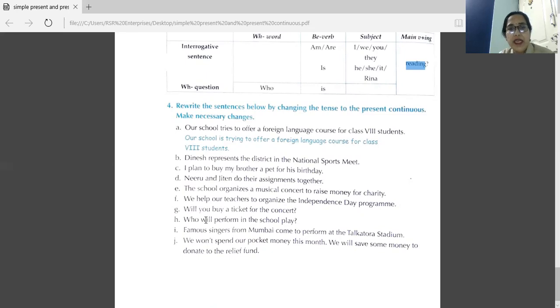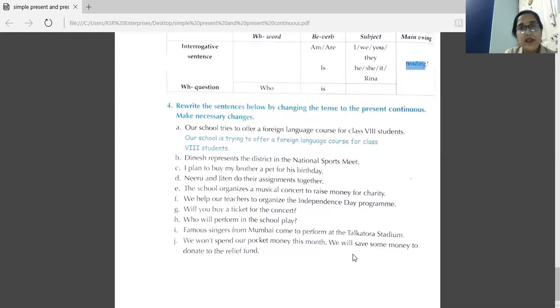Famous singers from Mumbai come to perform at the Tal Katora Stadium. So your answer is, famous singers from Mumbai are coming to perform at the Tal Katora Stadium. Last one. We won't spend our pocket money this month. We'll save some money to donate to the relief fund. This is future tense given there. We have to change it to present continuous. See the verb, we won't spend. So in place of won't spend, you have to write, we are not spending our pocket money this month.